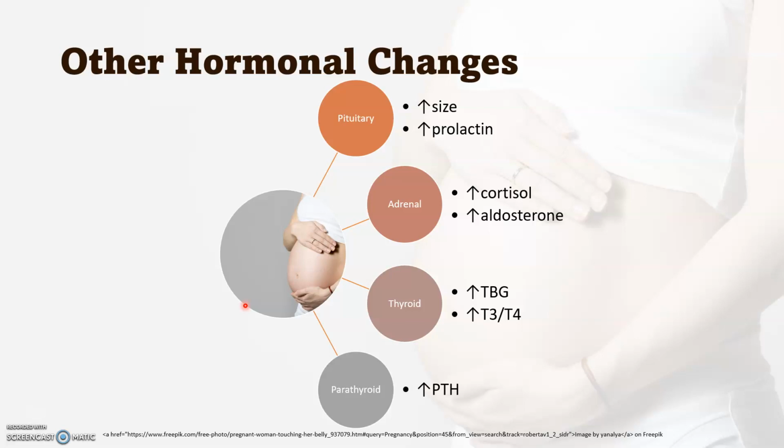Thyroid hormone is increased already because of an increase in thyroid binding globulin and an increase in the total T3 and T4. However, free T3 and T4 and thyroxine activity is not as affected. And parathyroid hormone is increased, leading to bone resorption and calcium mobilization, again to ensure that there is sufficient calcium for the normal development of the skeletal system in the fetus.